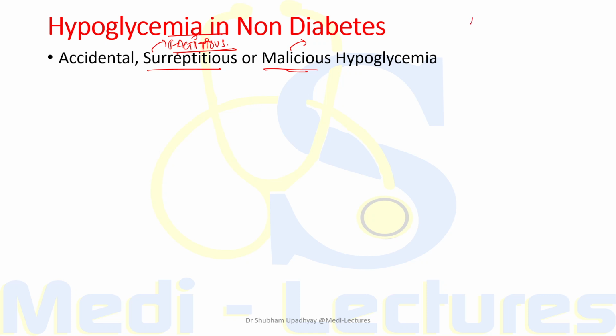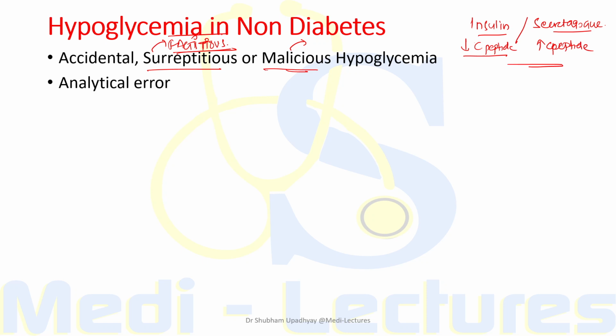Now, what is the difference between insulin and secretagogue? Exogenous insulin administration will lead to decreased C-peptide levels, while secretagogues will have increased C-peptide levels at the time of hypoglycemia.